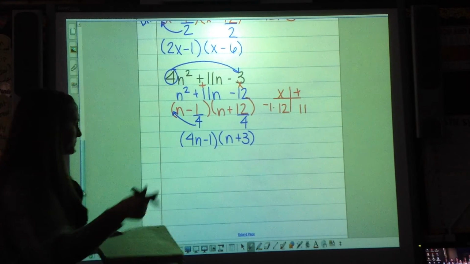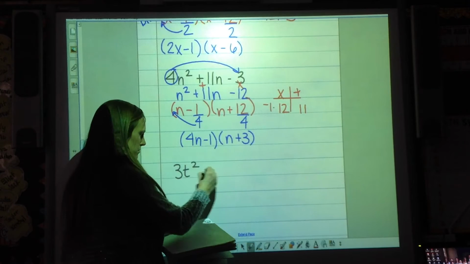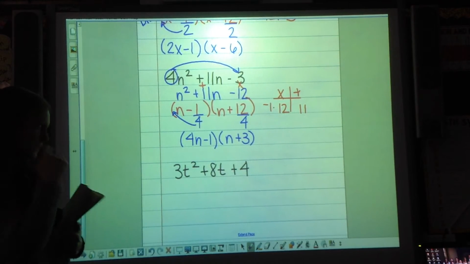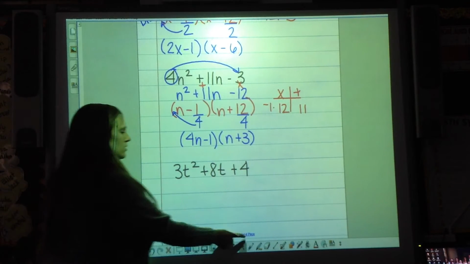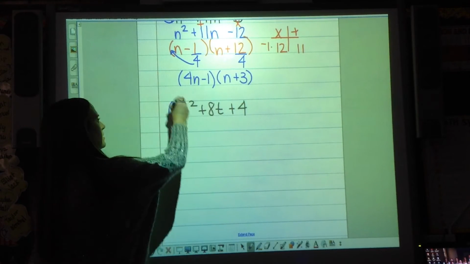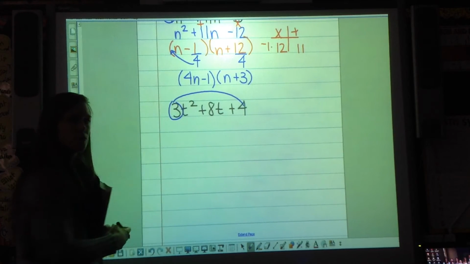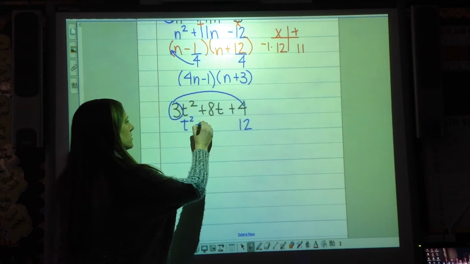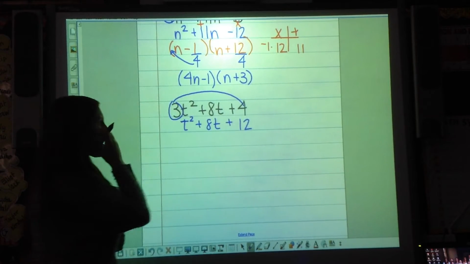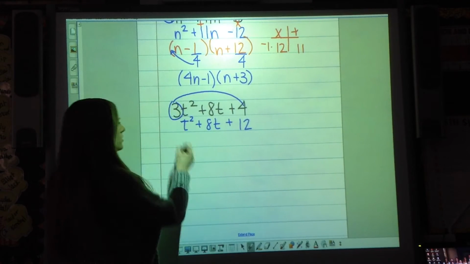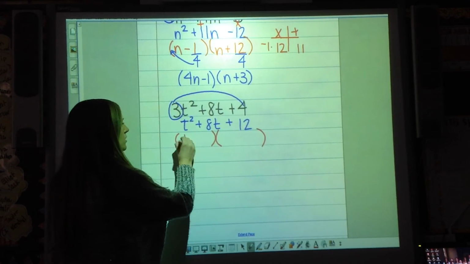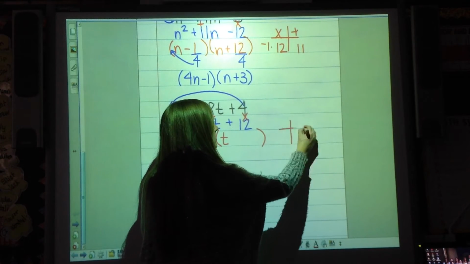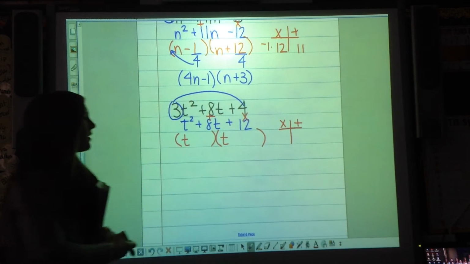Okay. Try 3t squared plus 8t plus 4. Push pause and try that now. Okay, so you're going to slip the 3 over to the 4 and you're going to multiply it. You get 12. Now I'm going to factor. We're going to multiply to get 12, but add to be 8. Multiply to be 12, but add to be 8.